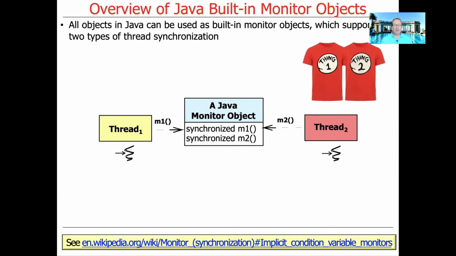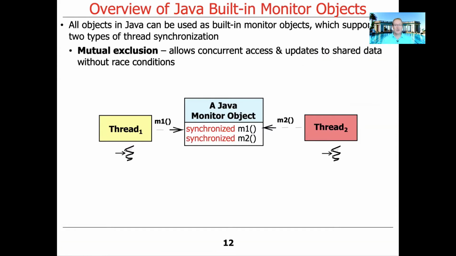All objects in Java, at least all traditional Java objects, can be used as built-in monitor objects. And again, these support 2 different types of synchronization, which are commonly used together, although you can use one of them by itself in a perfectly fine way. So the first type of synchronization mechanism that's provided by a built-in monitor object is mutual exclusion, which allows concurrent access and updates to shared data without incurring the hazard of race conditions. And this is done, as we'll see, through the Java synchronized keyword.